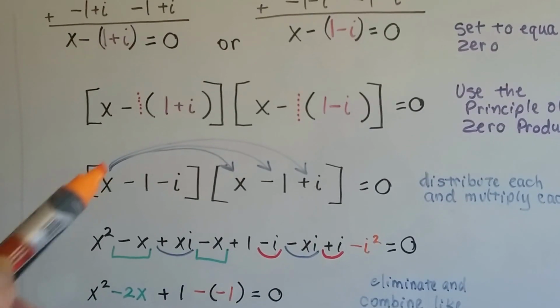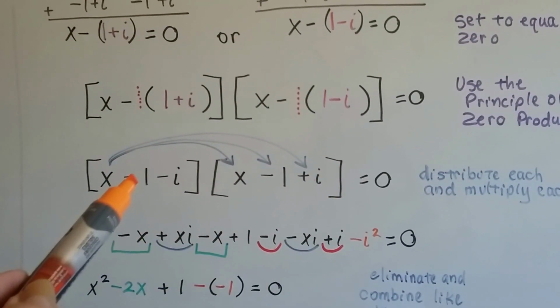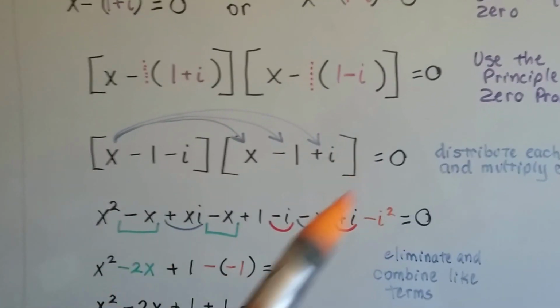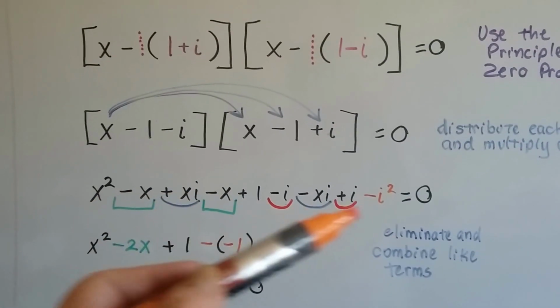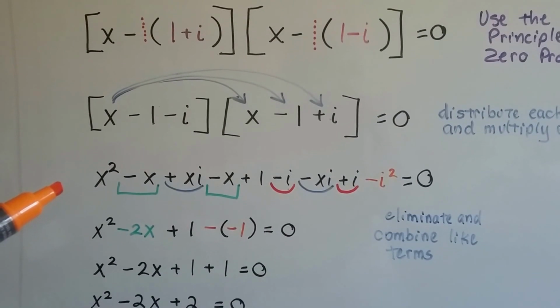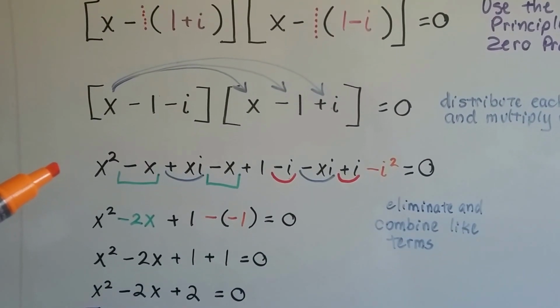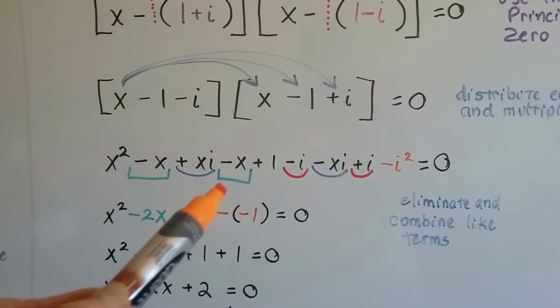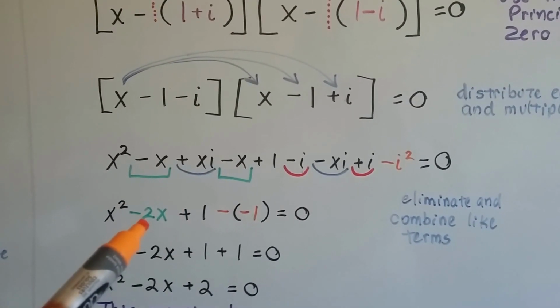So we have to distribute the x to each of these 3, then the negative 1 to each of these 3, and the negative i to each of these 3. And we get this real long equation that needs to be condensed, eliminated, like terms combined. So here we've got a negative x and a negative x. That's going to make a negative 2x, isn't it?